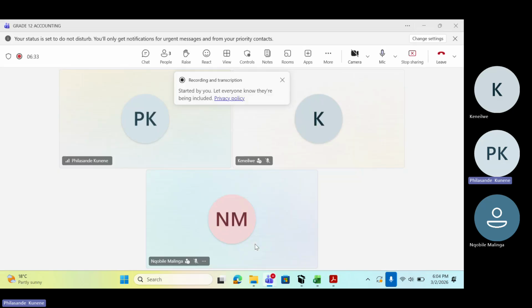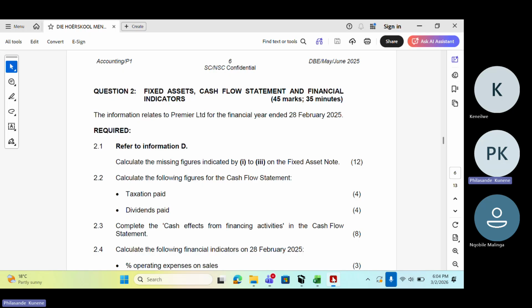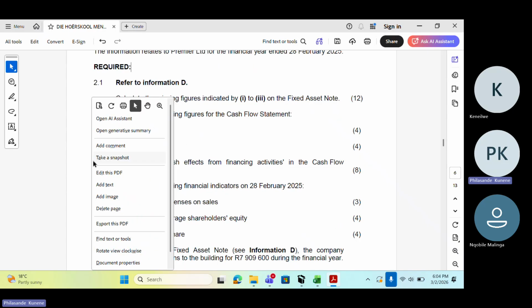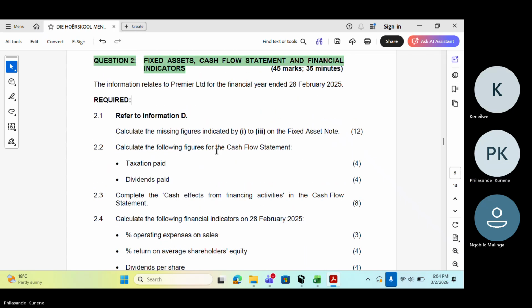So guys, let's look at the question. Question 2. We're dealing with fixed asset, cash flow statement and the financial indicators. We haven't done financial indicators with you, but I'm still going to go through the financial indicators with you. I did this question with you guys. 2.1, I think we did it, and 2.2. We're just going to go through it quickly and then we carry on with 2.3. I think that's what is more important that we need to do today. But I want us to go through the information first and then we can carry on.